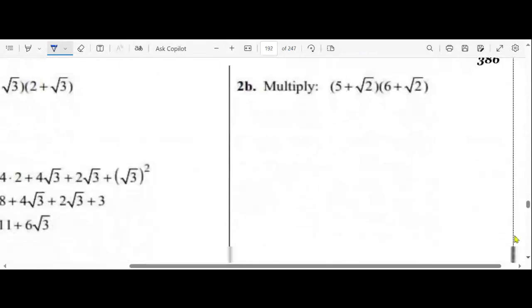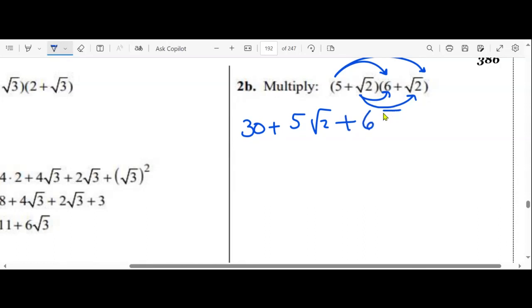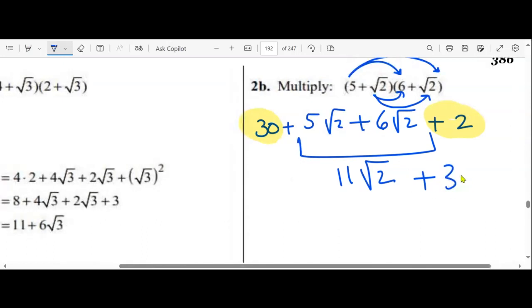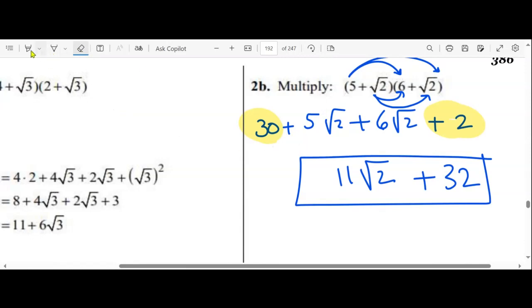Here, I just multiply the first times the first and the last, second times first, second times last. What do you get? 30 plus 6 square root of 2 plus 2. Now we combine the middle terms. What do you get? Correct? And can I combine this together? Yes? What do you get? Plus, 32. Is this clear? Clear or not clear? Okay. Any questions?